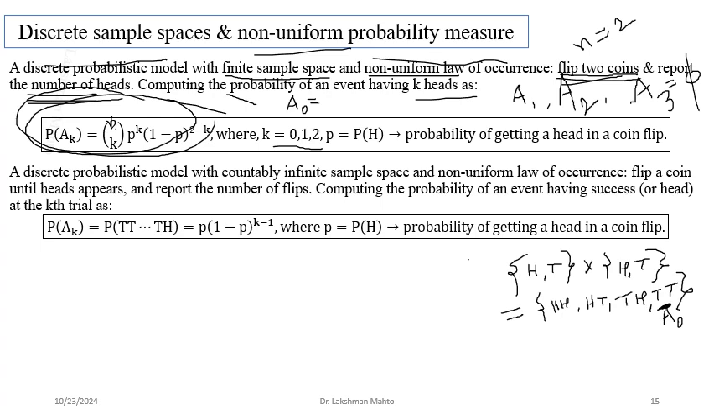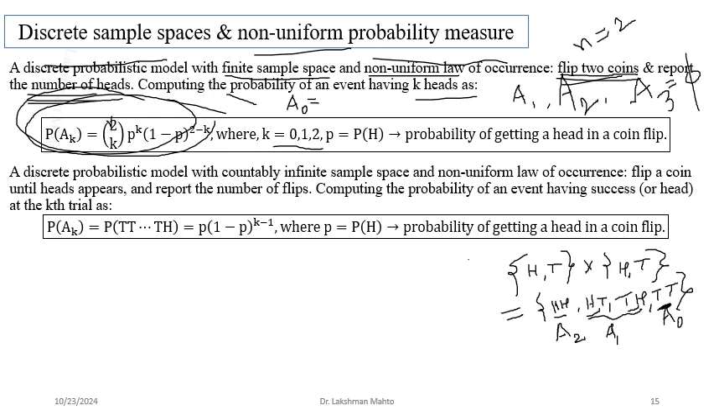Now if I say A1, that means an event with exactly one head. You get exactly one head either in this scenario or in this scenario, so A1 contains these two, HT and TH. If I say A2, that means getting two heads. When you toss two coins and in both coins you see head, this is the possibility. So A2 contains just this scenario.